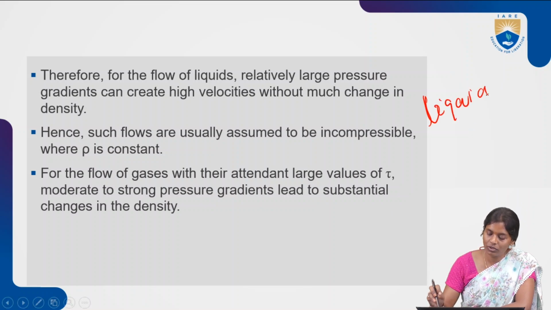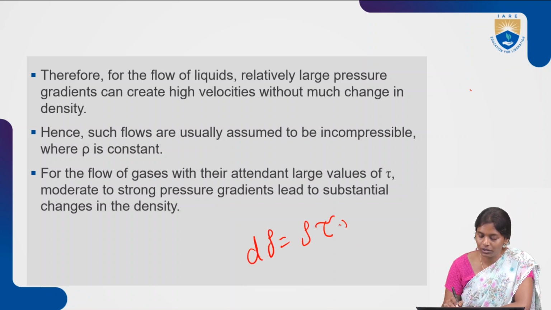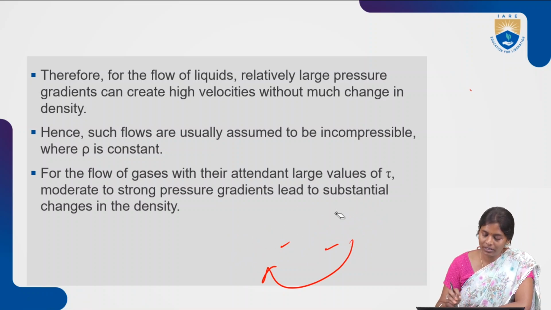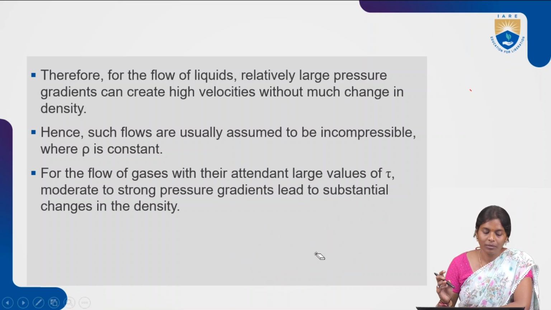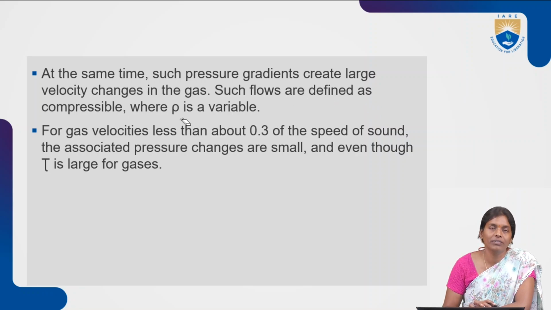When it comes to gases, the large values of tau will be there, so there is a stronger change in the pressure gradient. What we are saying is d rho equals rho into tau into dP. With higher values, we have stronger pressure gradient changes that lead to a change in the density as well, so the effect of compressibility becomes significant. At the same time, such pressure change can create large velocity changes in the gas. Such flows are defined as compressible flow, where rho is variable.